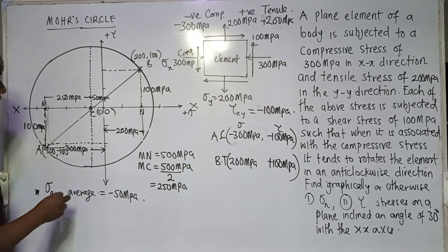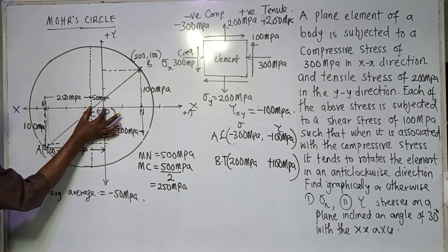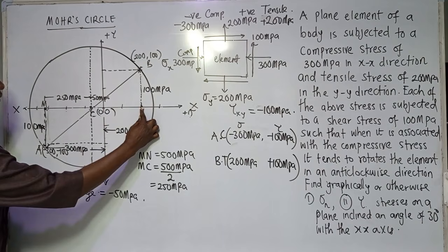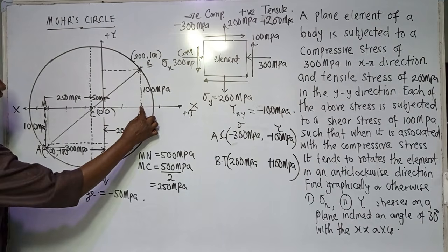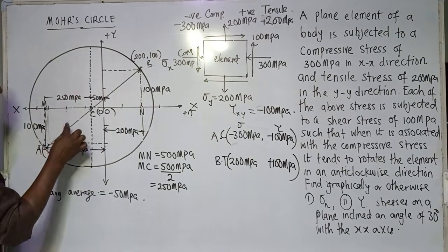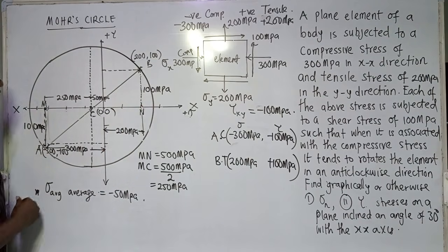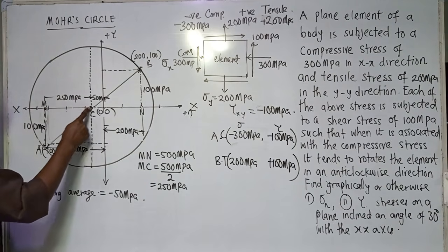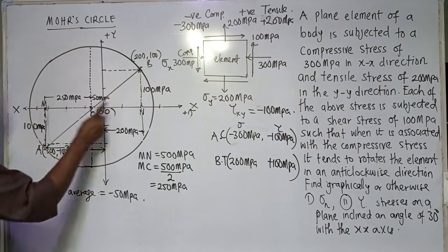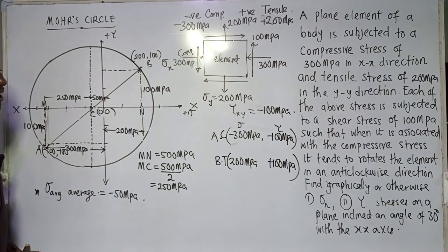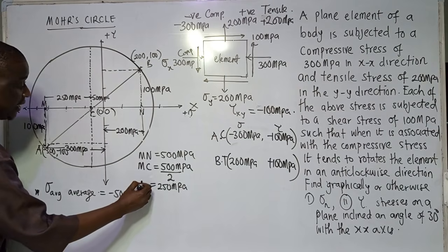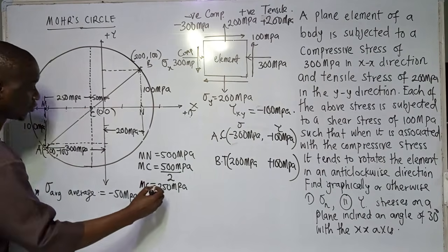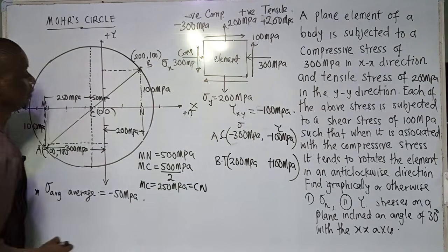Now, having gotten that, this is the distance here. From here to there is 500. From here to here is 200. From here to here is 300. All together to this point is 500. So to get C, the midpoint of M and N, how do you get it? Divided by 2. That's why we got our MC. So our MC is equal to CN. Don't forget, it's equal to CN.